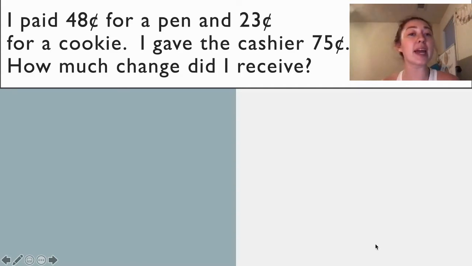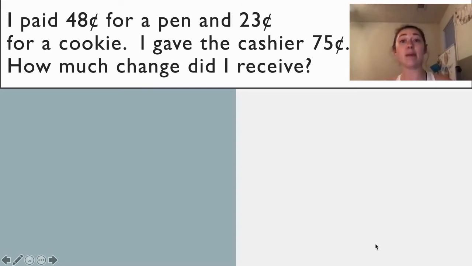I paid 48 cents for a pen and 23 cents for a cookie. I gave the cashier 75 cents. How much change did I receive? All right, so think about it when you go to the store and you pay for something and you give the cashier a little bit too much money and then they give you change back.